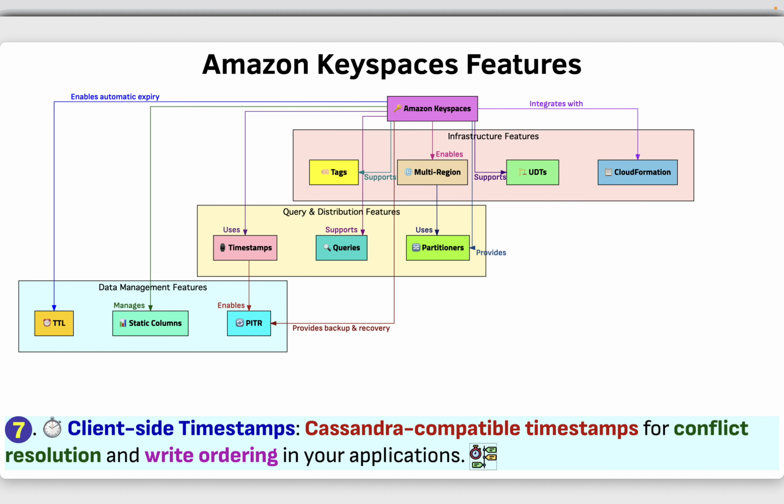Client-side timestamps. Client-side timestamps are Cassandra-compatible timestamps that Amazon Keyspaces persists for each cell in your table. Use client-side timestamps for conflict resolution and to let your client application determine the order of writes.